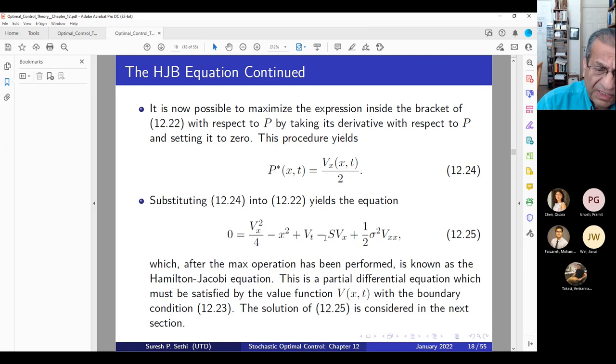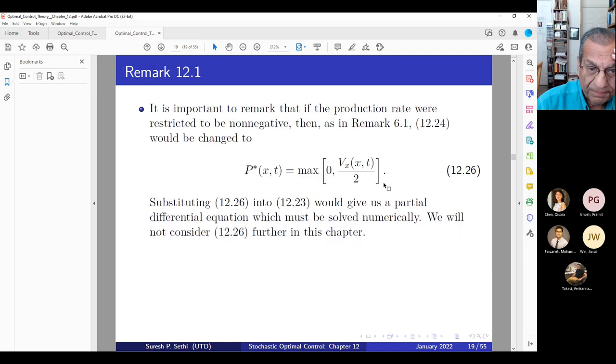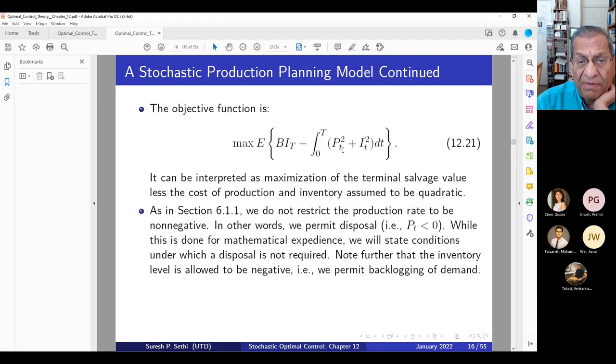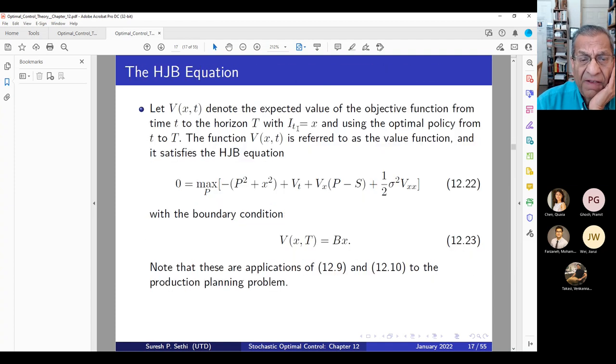So we get the same equation as in chapter 6, except this part. And that makes it more difficult. But there's a solution to this problem. And the solution of this problem is by guesswork. And if I give you problems of this kind, I will give you some sort of hint as to what the guess is. Okay, so I may give you, this is the form of the value function, and I ask you to find Q, R, and M. So what I'm saying is that the value function is quadratic because I have a quadratic problem here, and it is known in the literature that for such problems, the value function is quadratic.